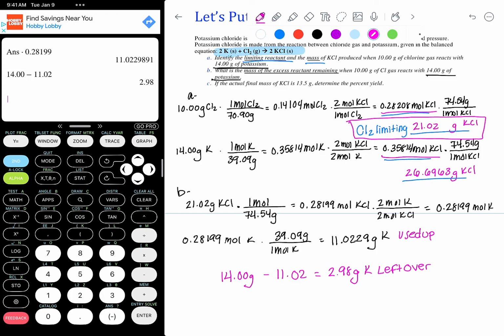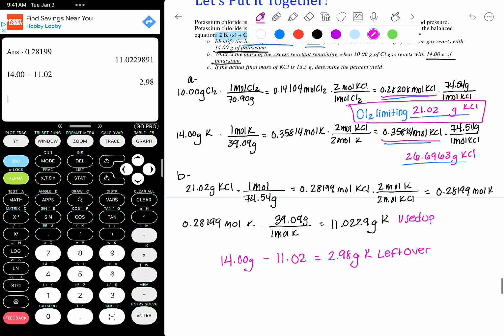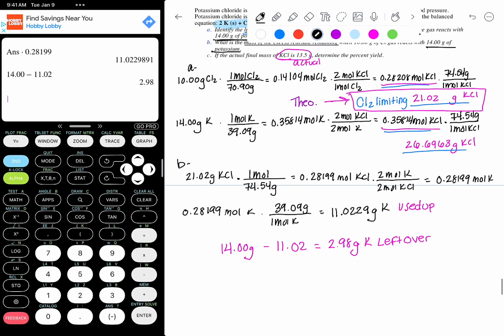Okay, the next question now is asking us if the final mass of KCl is 13.5 grams, determine the percent yield. So the final mass of KCl that was produced is 13.5 grams. That makes this the actual yield. Our theoretical yield is the maximum amount of KCl that can be produced from our limiting reactant, which we already have from part A. So part A calculated our theoretical yield for us.